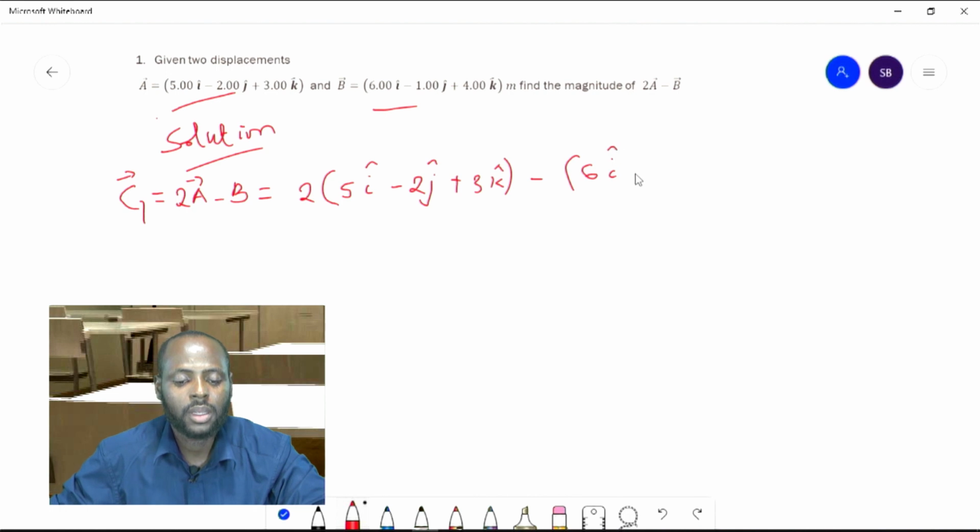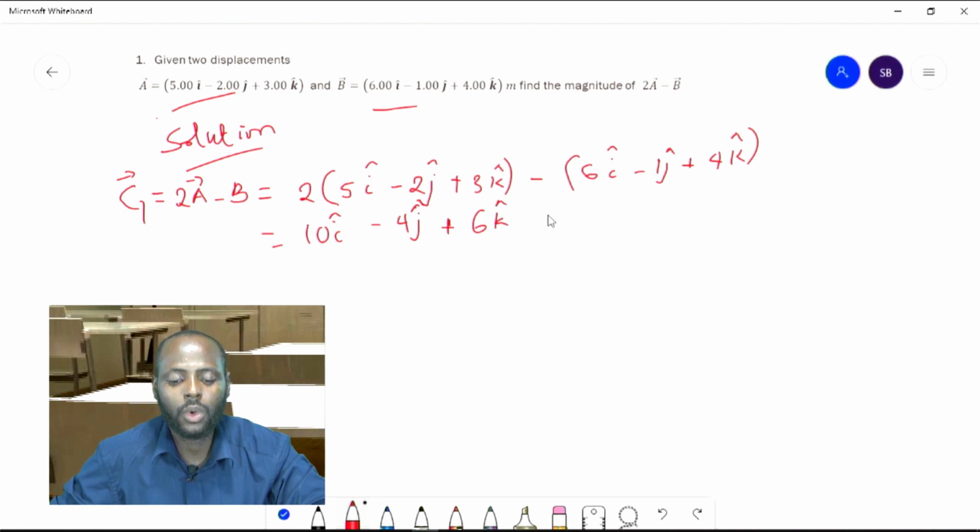6i minus 1j plus 4k. So if we open up this bracket, we have 10i minus 4j plus 6k. Then we open up the other, we have minus 6i plus 1j minus 4k. So what we are left with now is to collect the like terms.